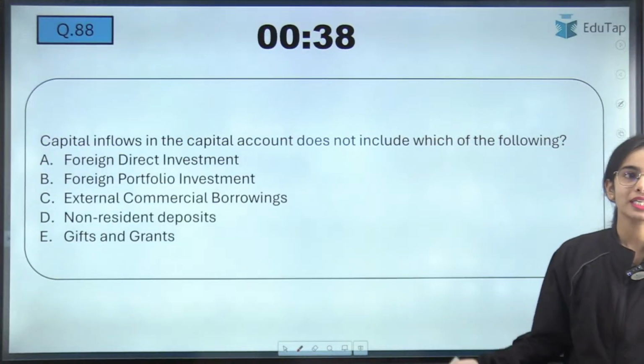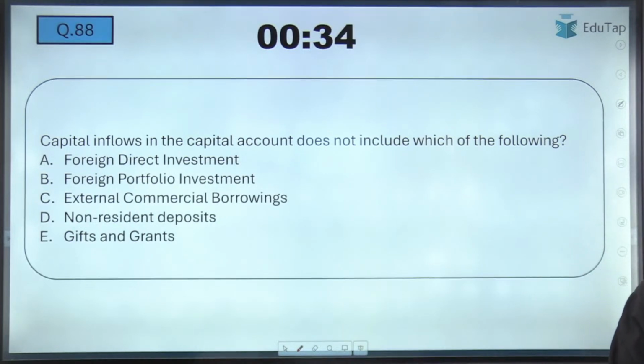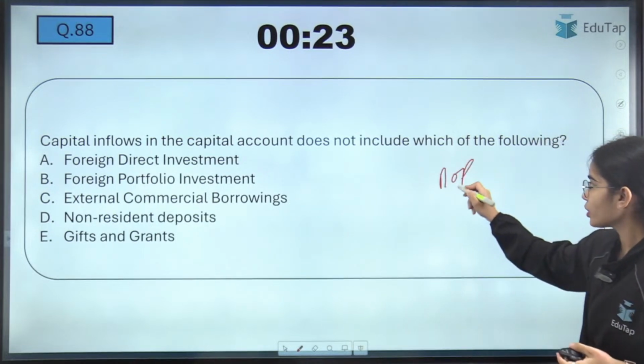Try to answer this question: capital inflows in the capital account do not include which of the following? So here the balance of payment we are talking about. In the balance of payment, there is a current account and a capital account.